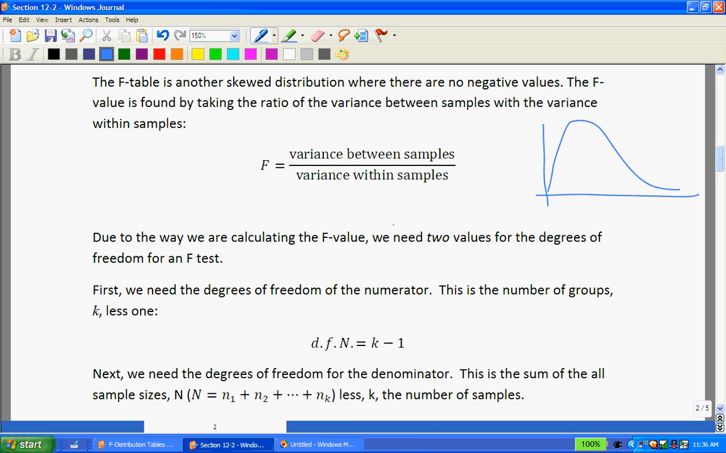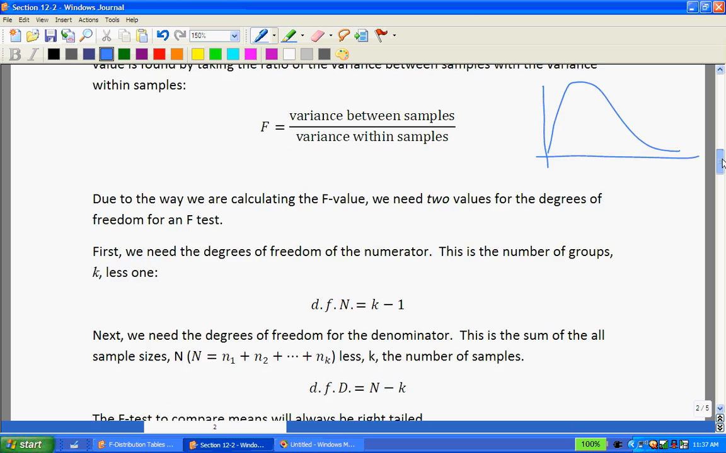And because we're finding the F value that way, we need two values for degrees of freedom. So previously with chi-squared we only needed one, but here we need two. So one of our degrees of freedom is going to come from the numerator. Well, remember the numerator is dealing with the variance between the samples. So for the degrees of freedom for the numerator, we're interested in the number of groups, k minus 1. So it's kind of similar to what we saw with chi-squared. So degrees of freedom numerator is the number of groups, k minus 1. So if I have 3 groups, then my degrees of freedom for the numerator would be 2.